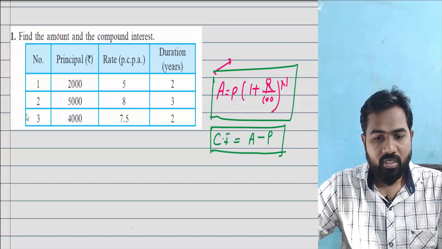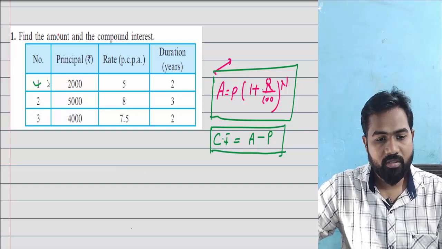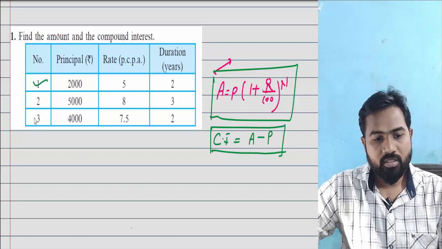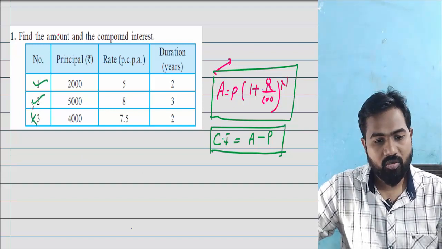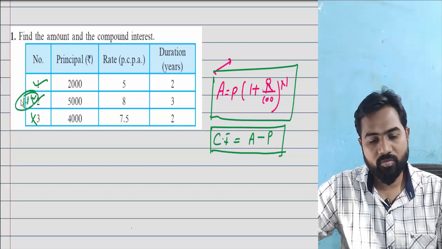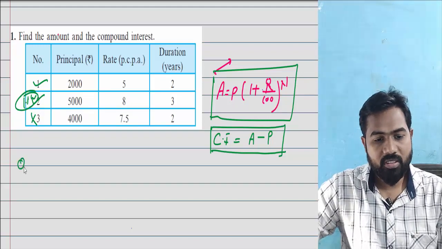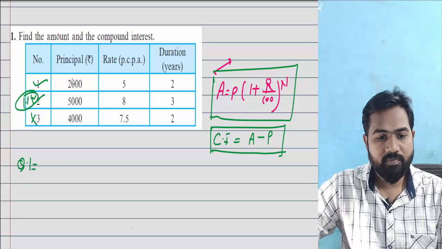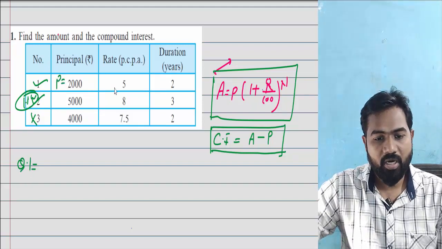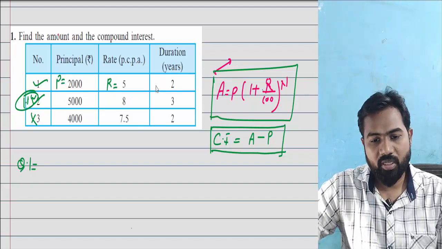So let me take question number 1 only, and the second and third ones we have done already. The second one you have to do as homework. So question number 1, it is given that the principal P is given, the rate R equals R, and the number of years N equals 2.